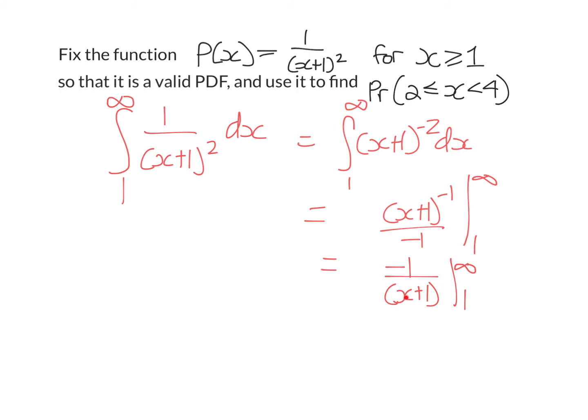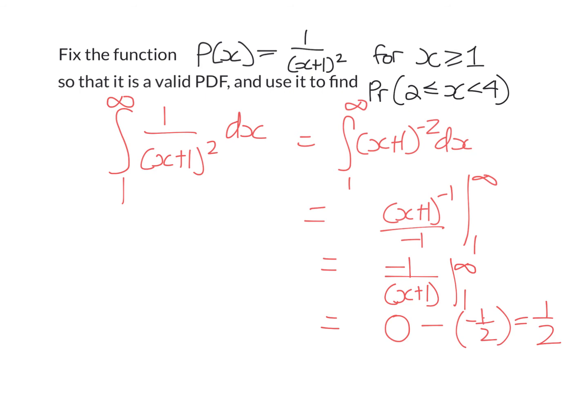If I substitute infinity, think of it as me substituting a really, really, really large number. If you substitute a really large number here, you get something close to 0. Negative 1 divided by a really large number is very close to 0. If I substitute 1 into this formula, I get negative 1 on 2. So it turns out that when I integrate this function, I actually get positive a half.